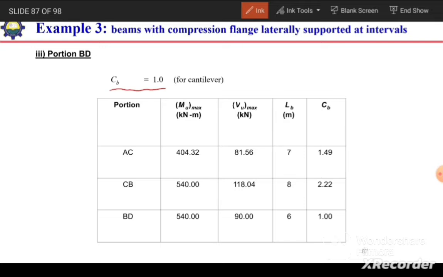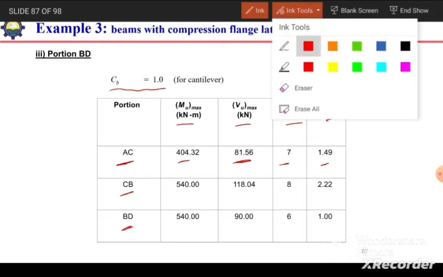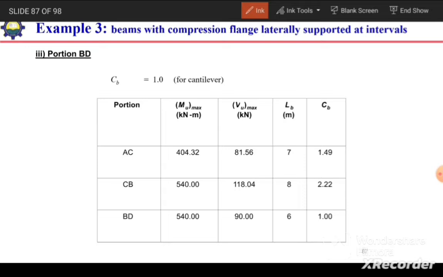Now we can make a table for MU, VU, LB, and CB for all the segments. If we see for segment AC, MU is this one, VU, the maximum shear force, is 81, LB, the unsupported length, is 7, and CB is 1.49. Similarly for the CB and BD segments. After listing the values of moment, LB and CB, now we need to decide which of these three segments is the most critical segment.